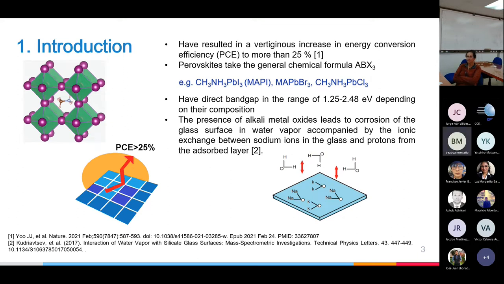Besides, they have a direct band gap in the range of 1.24 electron volts, depending on their composition. There are several fundamental issues that need to be addressed for their commercialization, including the type and quality of the substrate. In a previous study, it was found that the presence of alkali metal oxide leads to corrosion of the glass surface by vapor, accompanied by ionic exchange between the ions of the glass and the absorber layer. Next slide, please.